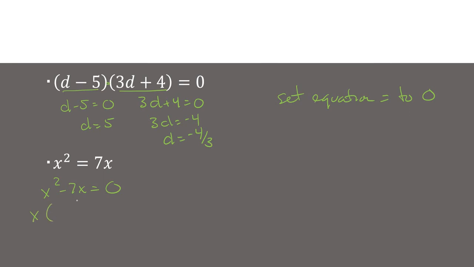Now I can factor, pull out the x, and now again my two factors, either x has to equal 0 or x minus 7 has to equal 0, which means x equals 7, x equals 0 are my two solutions. And that's it. I know it's a lot, but we will look at it in class, I promise.